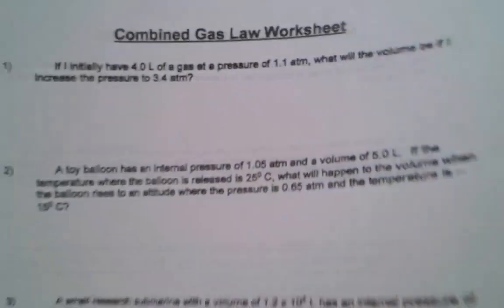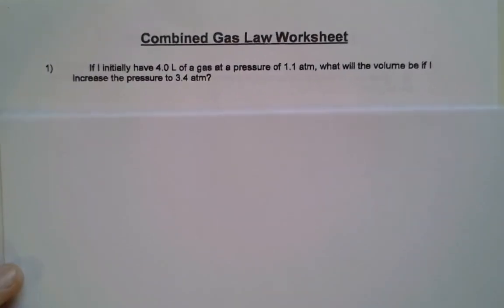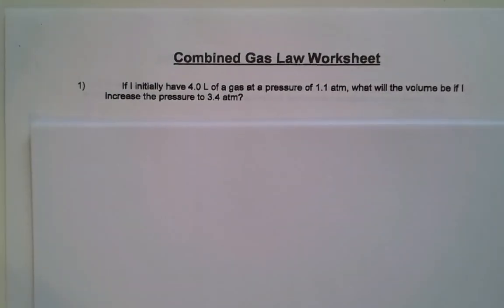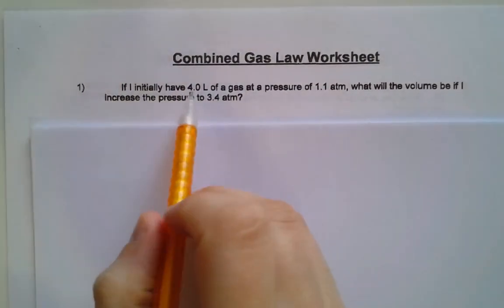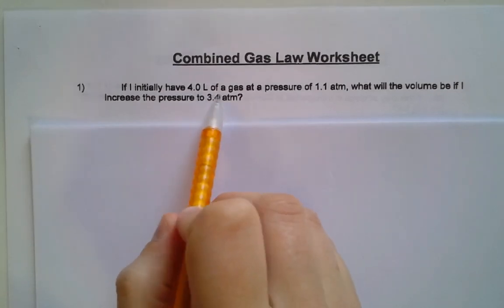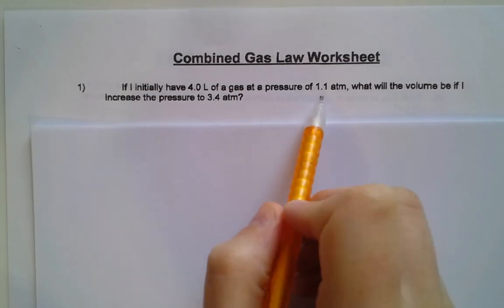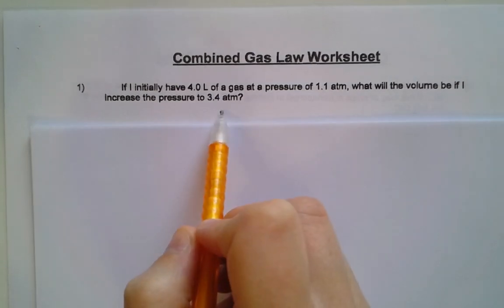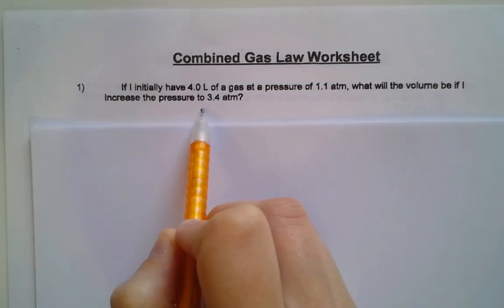Off we go. Okay, so this first one here, let's look at this. We initially have 4 liters of gas, so like 2 2-liter bottles, at a pressure of 1.1 atmosphere, so like a little bit more than normal atmosphere. What will be the volume if I increase the pressure? Okay, so we're like squishing it a lot. We're increasing the pressure to 3.4 atmospheres.